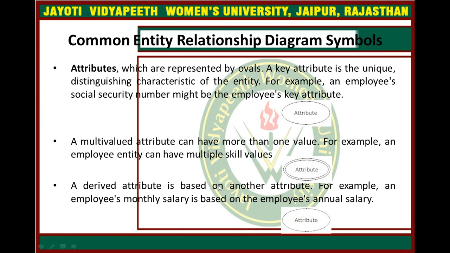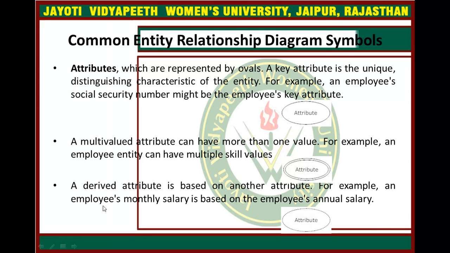So the next one is attributes. Attributes are represented by ovals. A key attribute is the unique distinguishing characteristic of the entity. Like an employee's social security number must be the employee's key attribute. A multivalued attribute can have more than one value. For example, an employee entity can have multiple skill values. So you can see here the double line oval shape.